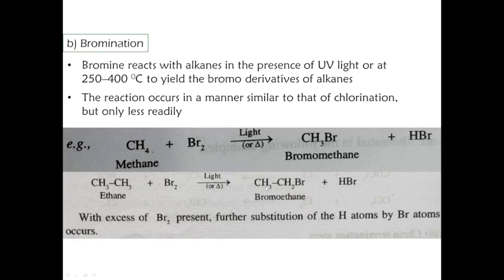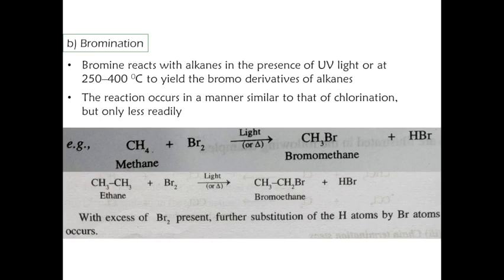With excess bromine present, further substitution of the hydrogen atoms by bromine atoms occurs. As you know, we have already discussed the chlorinations in a stepwise manner. If more chlorine is present in the system, more hydrogens will be replaced by chlorine. Similarly here also, if excess bromine is present, the hydrogens will be subsequently substituted by bromine.